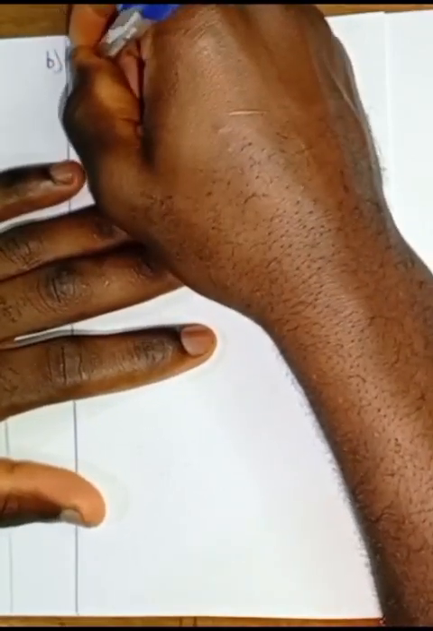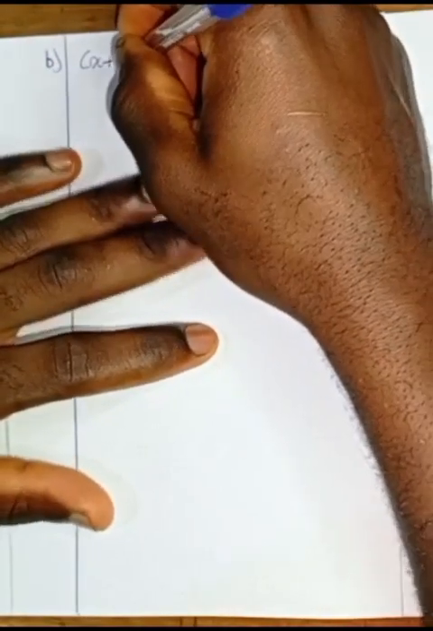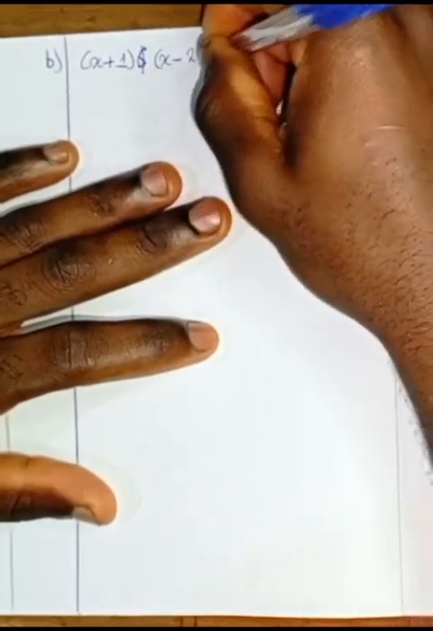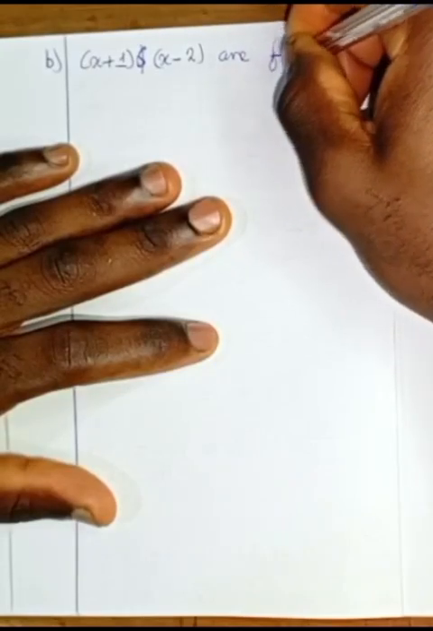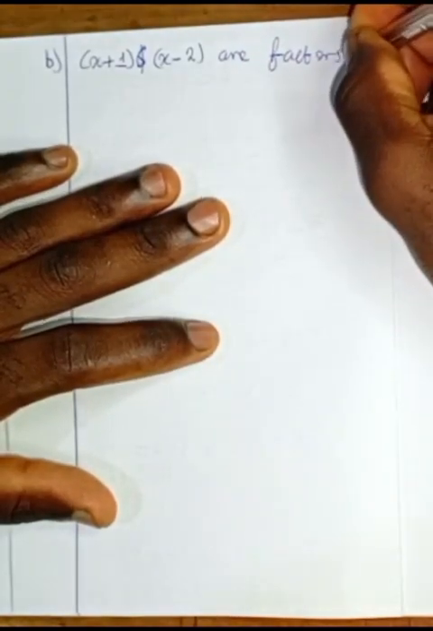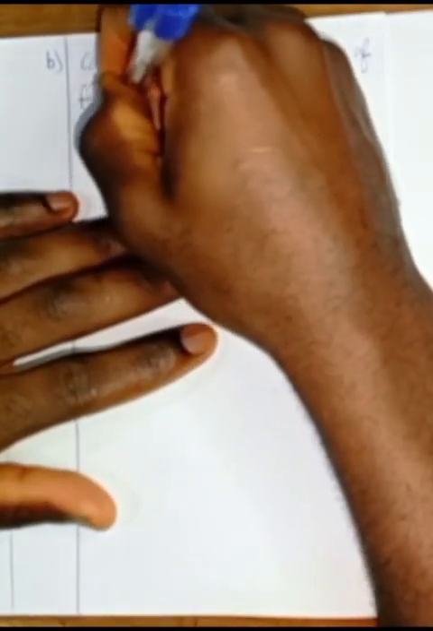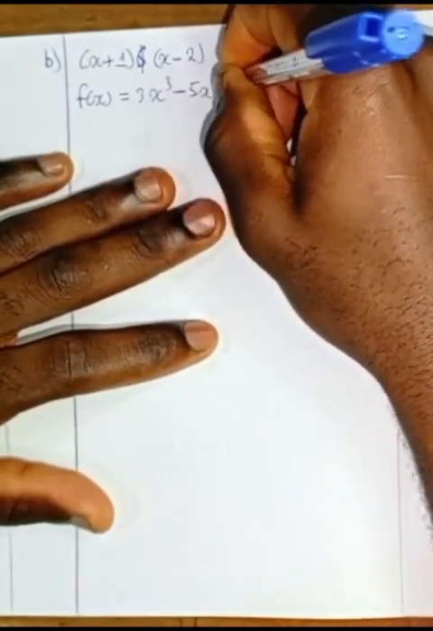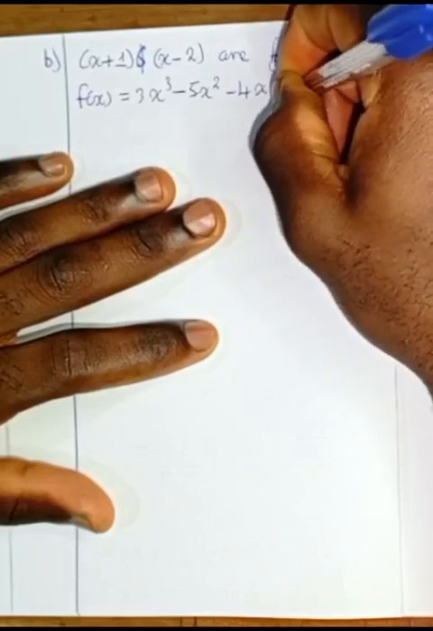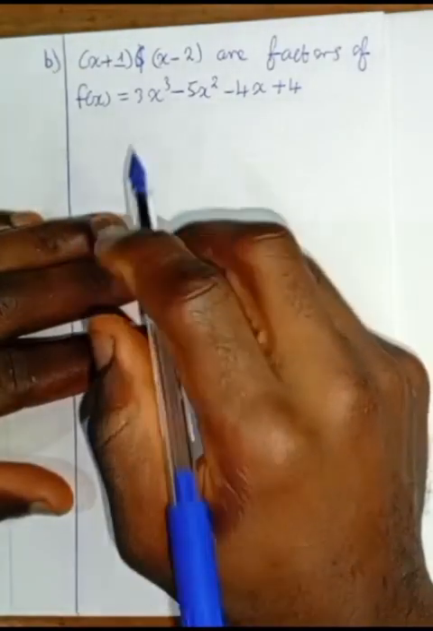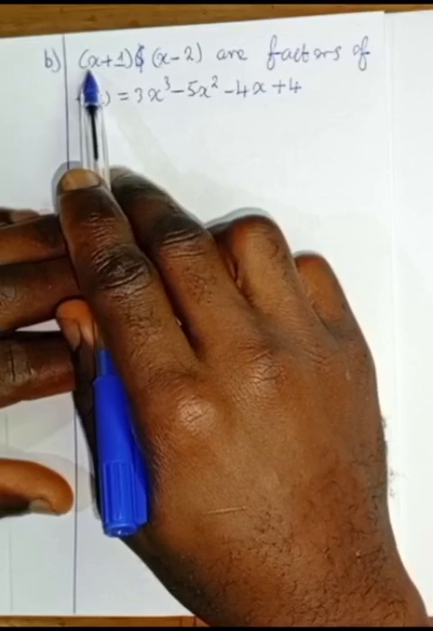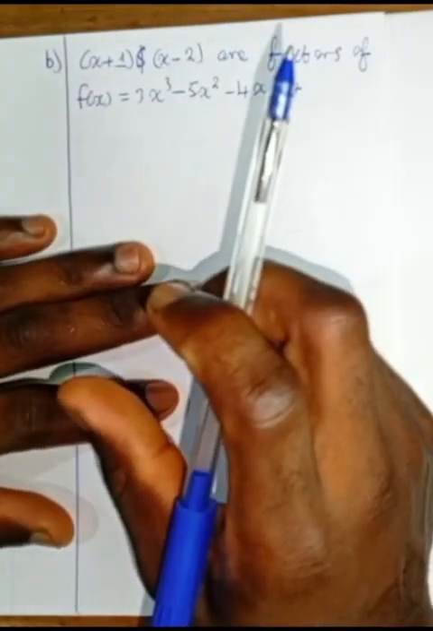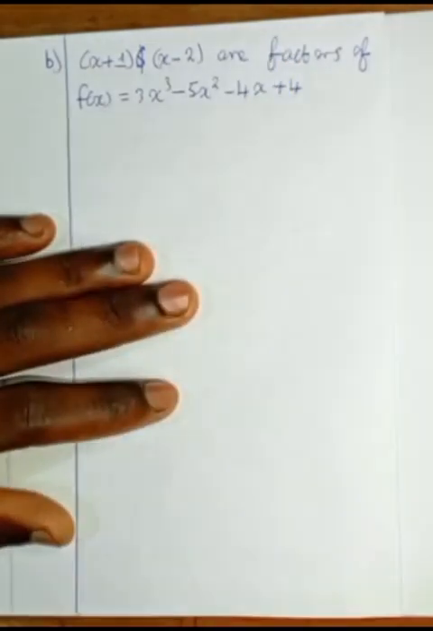We know that x plus 1 and x minus 2 are factors of f of x equal to 3x cubed minus 5x squared minus 4x plus 4. It therefore means if we divide f of x by the product of the two factors, we are going to obtain the remaining linear factor, and a remainder of 0.